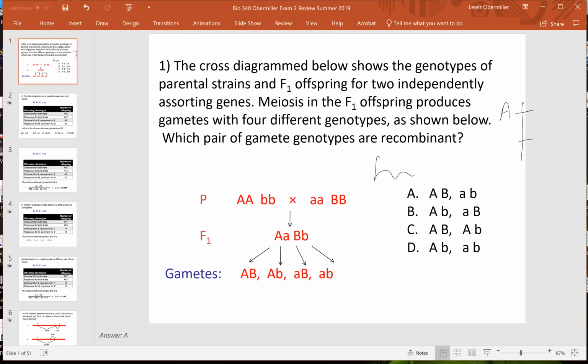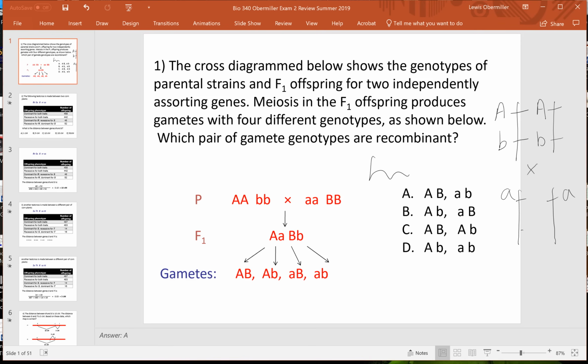Big A, big A, little b, little b. And that's crossed to little a, and big B. So when we have this cross, the gametes that this can produce have to be big A, little b. And the gametes this can produce are little a, big B.